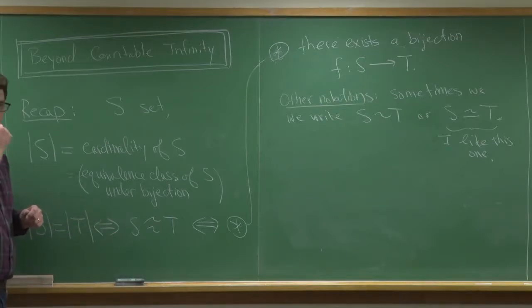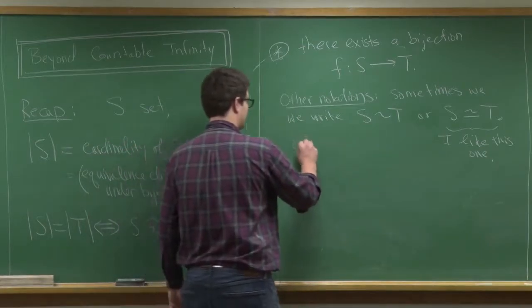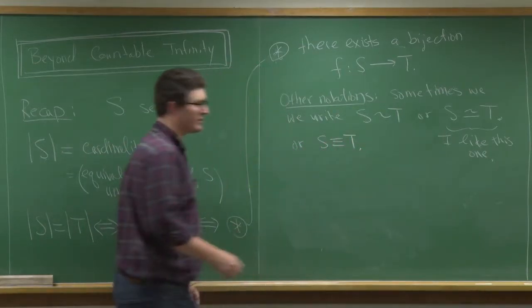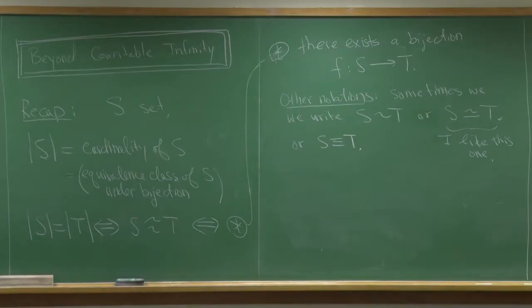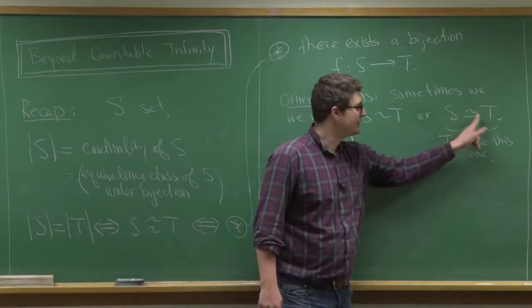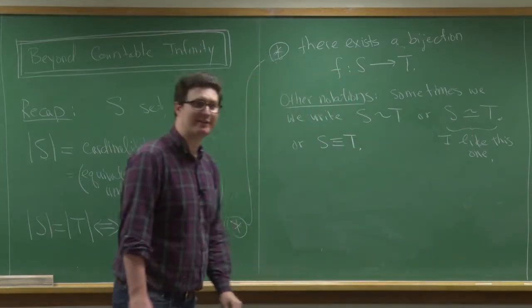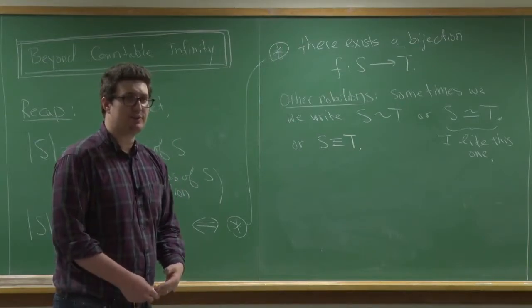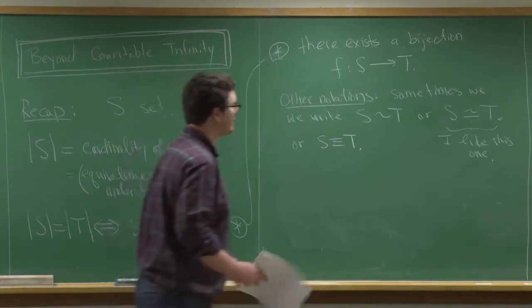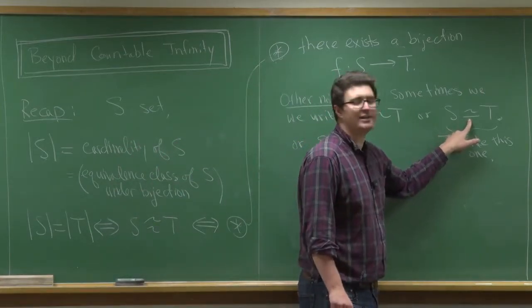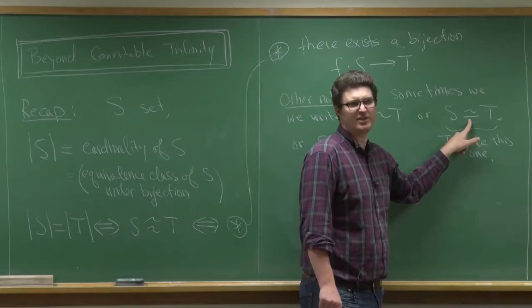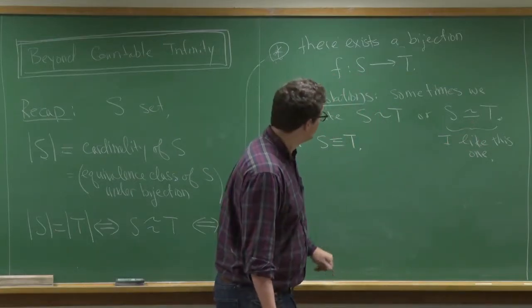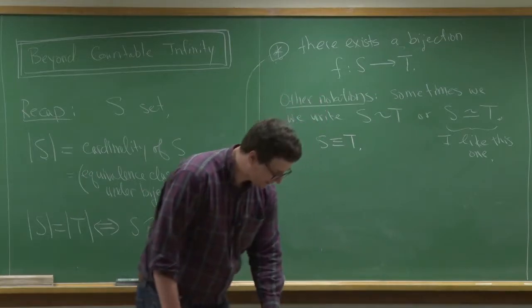Yeah. Some people use three horizontal lines. That's another one that people could use too. Or they could do two lines with an equal sign over. That's another one, right? It is an equivalence relation, so we use our favorite equivalence relation symbol. I like this one because it really means isomorphism of sets. It says that they're isomorphic.